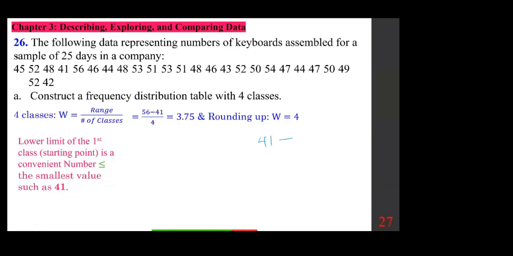I'm going to add 4. Do you see that, everybody? I'm going to add 4. Those are my lower limits.